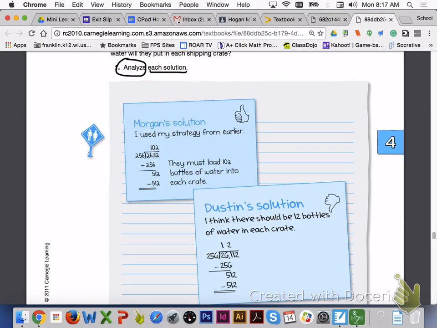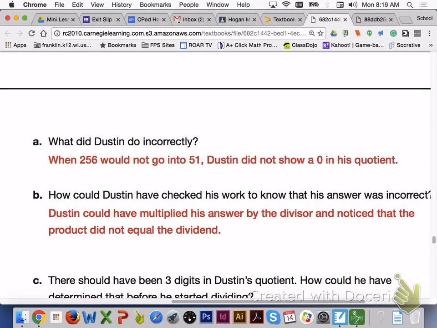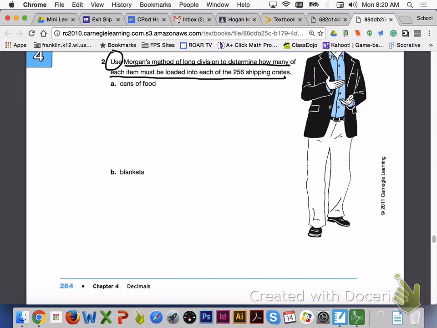For number 1, analyze each solution with your group members and answer letter A on page 284. Dustin's solution is incorrect because when 256 would not go into 51, he did not show a 0 in his quotient. Answer number 2, letters A through C with your group members.